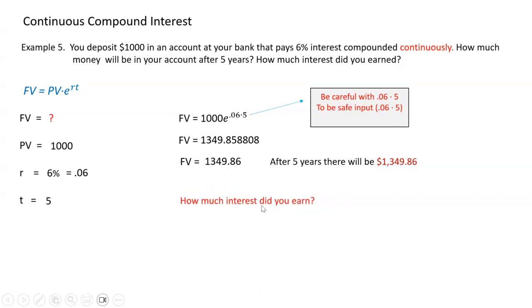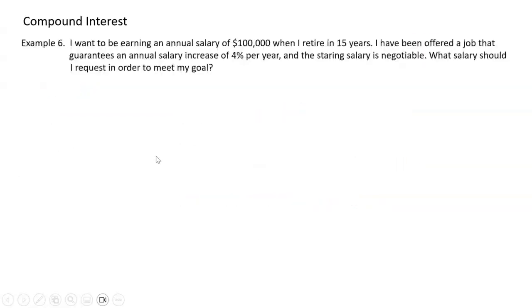Now, how much interest did you earn? I forgot to put that. So here, guys, all we do is subtract the future value minus the present value. So it's going to be $349.86. That's how much interest you earned. And like I said, it's a little bit more than the previous example. Okay, now continue.